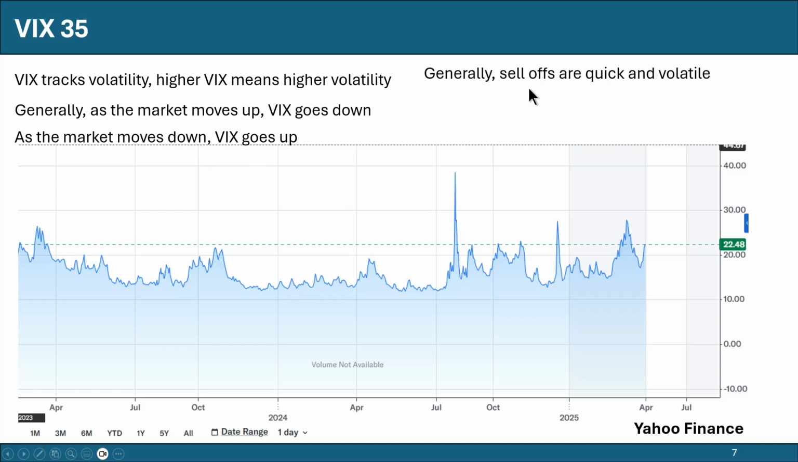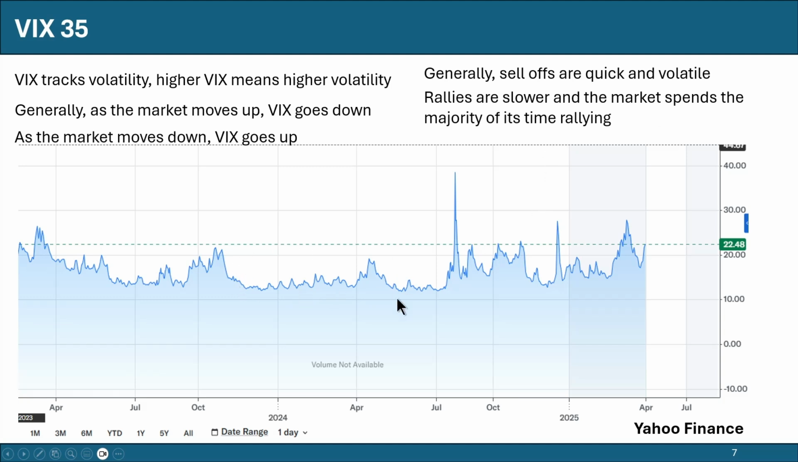This is happening because sell-offs are usually very quick and volatile, while rallies, which is what the market spends most of the time doing, are a bit slower. Most of the time the market is doing this slow movement up. So most of the time, the VIX is going to be between 10 and 20. But then when you have these sell-offs, that's where you see these sharp spikes up in the VIX.